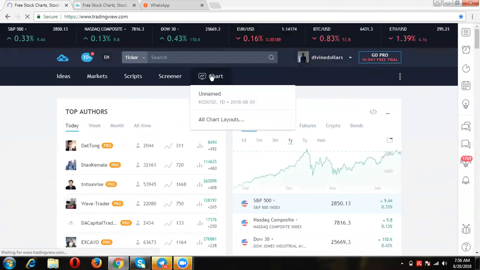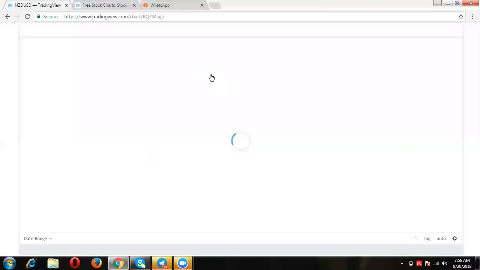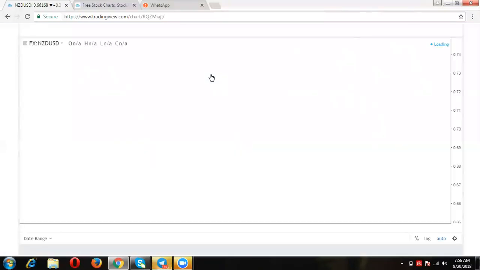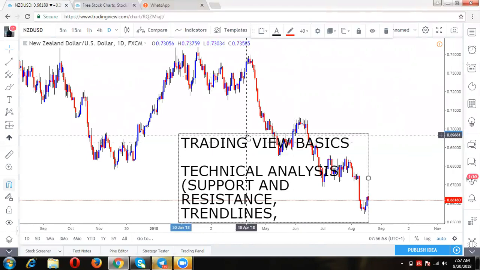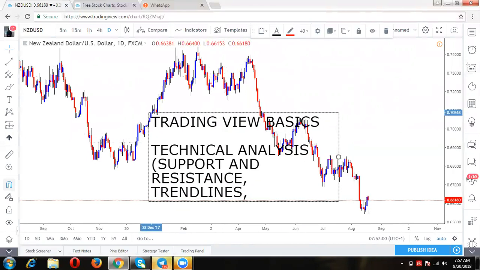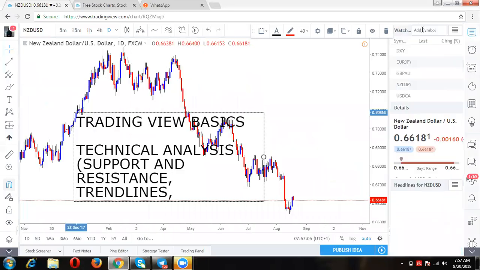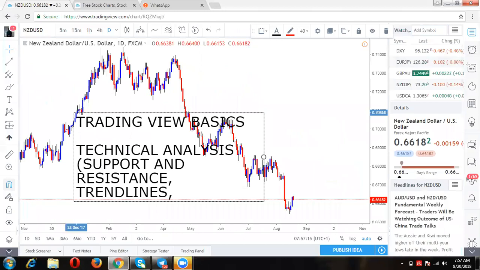Click on chart. So this is what you're going to have on this icon here. This is where you have your watch list. You can put in the different pairs you want to watch on this watch list. I can click on it and it disappears. So this is my watch list.